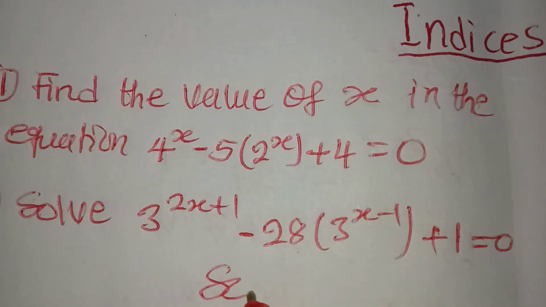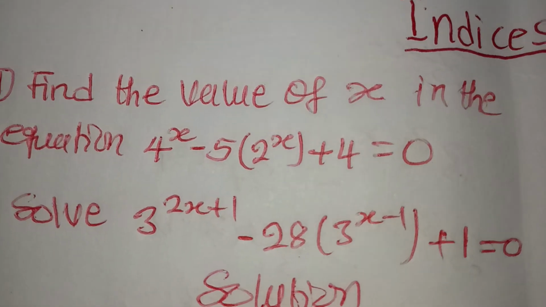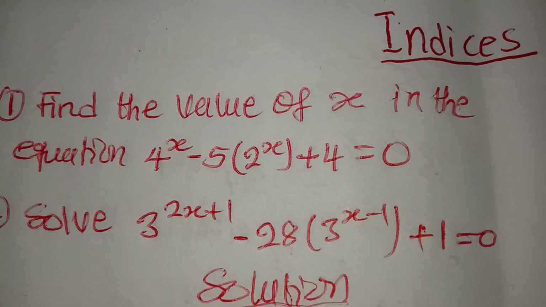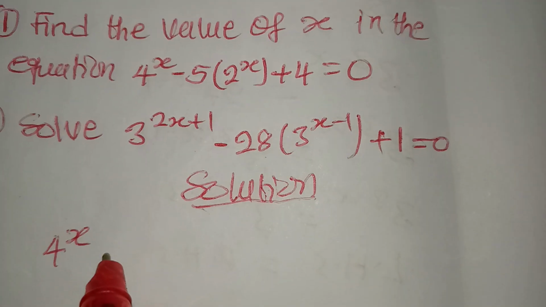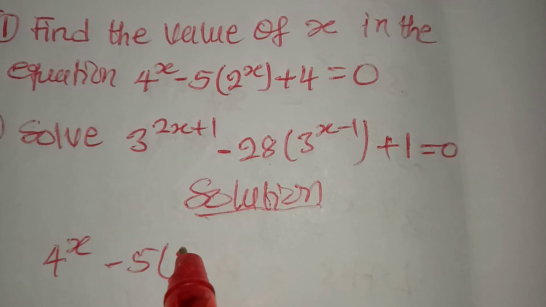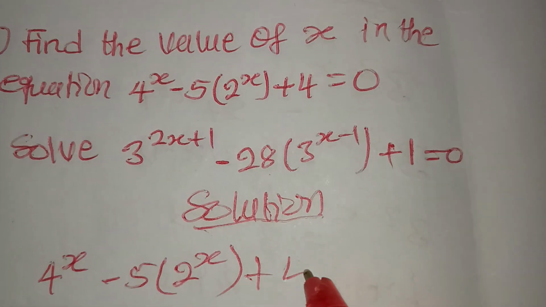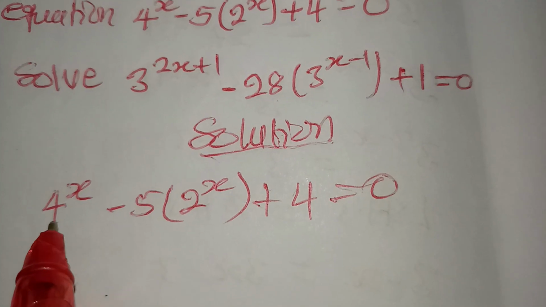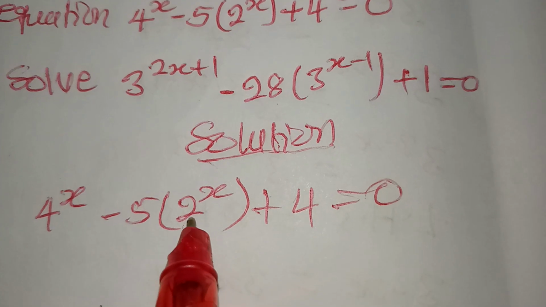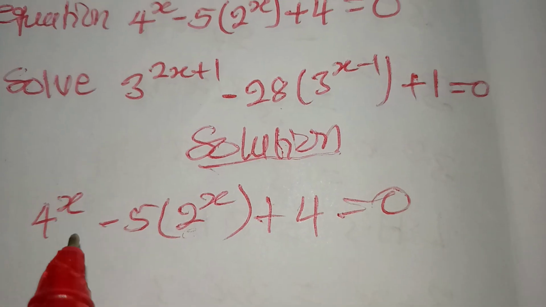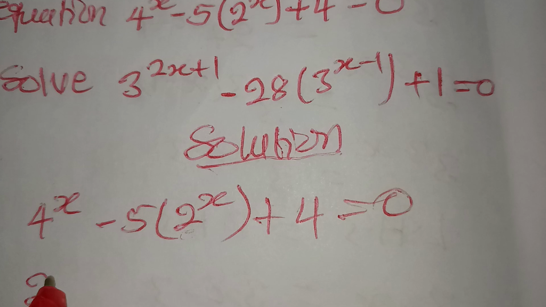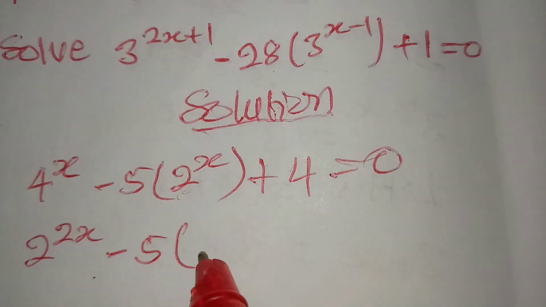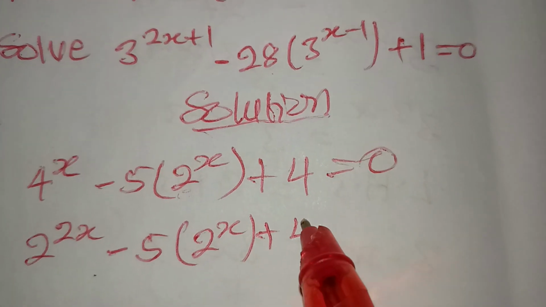So we have the solution. For the first question, which says 4 exponent x minus 5(2 exponent x) plus 4 equals 0, our focus is to make this the same as what is inside the parentheses. So 4 exponent x can also be written as 2 exponent 2x, minus 5(2 exponent x) plus 4 equals 0.